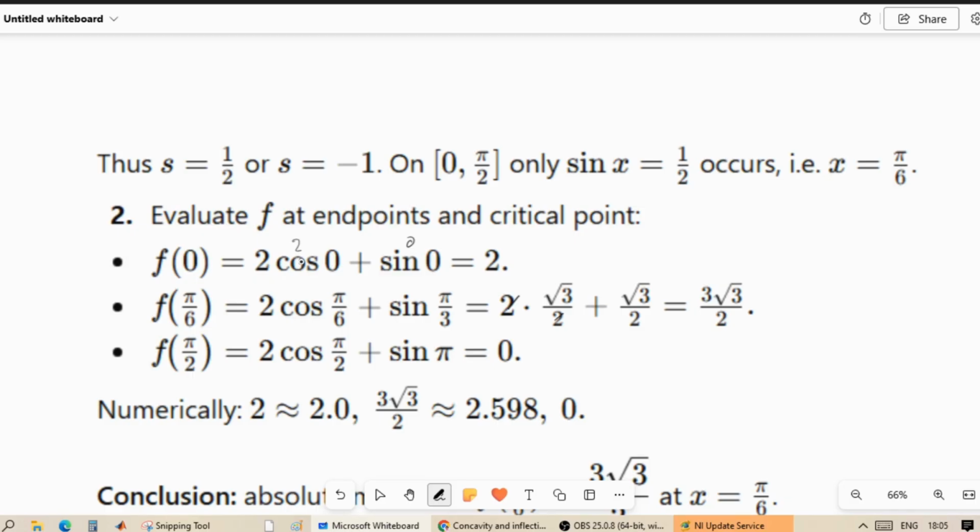And f of pi by 2 is 2 cos pi by 2 plus sin of 2 into pi by 2, that is sin pi. Sin pi is 0, and cos pi by 2, cos 90, is also 0. So 2 into 0, 0, plus 0, that equals 0. Among these 3 points, you have to find the maximum and minimum values.